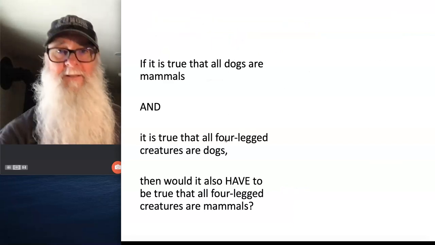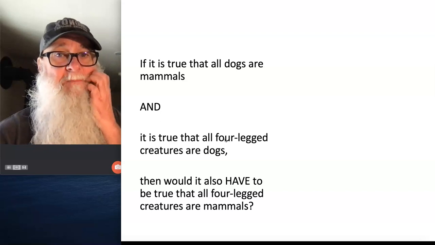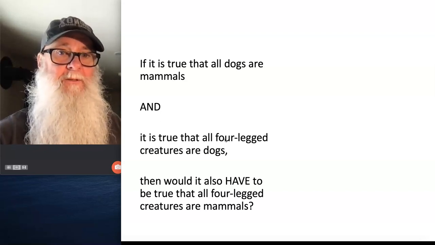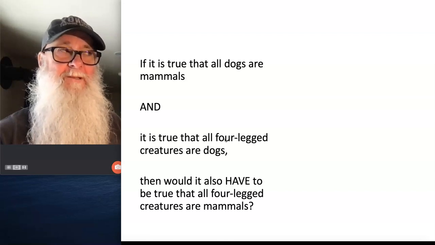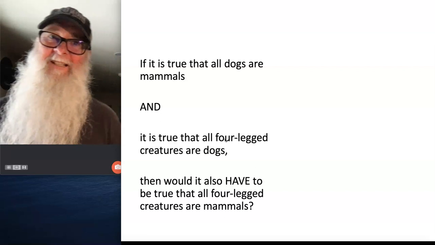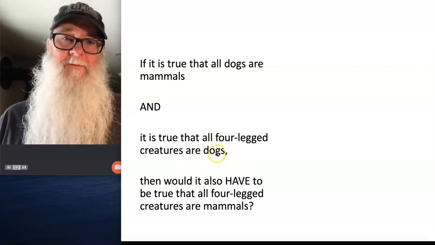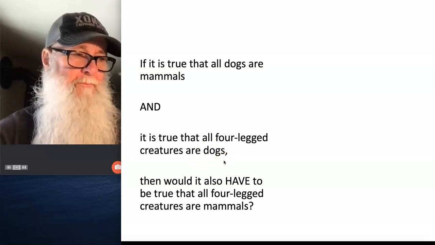Now take a look at these statements. If it's true that all dogs are mammals, and it's also true that all four-legged creatures are dogs, then would it also have to be true that all four-legged creatures are mammals? And the answer again is yeah. Okay, now we know this second statement is false. It is not the case that all four-legged creatures are dogs. We've got horses and giraffes and elephants and so on and so forth.